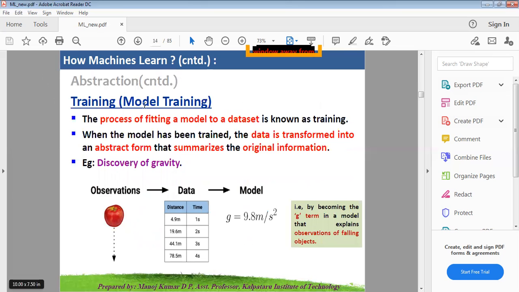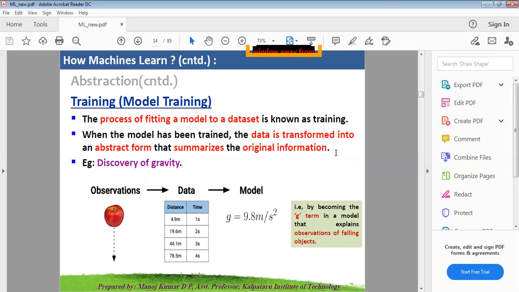Now you come to the word training. Very, very important. Under abstraction, model training. The process of fitting a model to the data set is called training. When a model has been trained, the data is transformed into an abstract form that summarizes the original information.